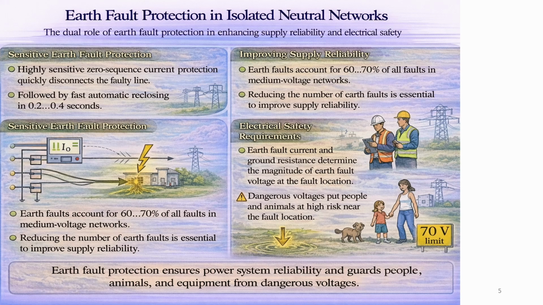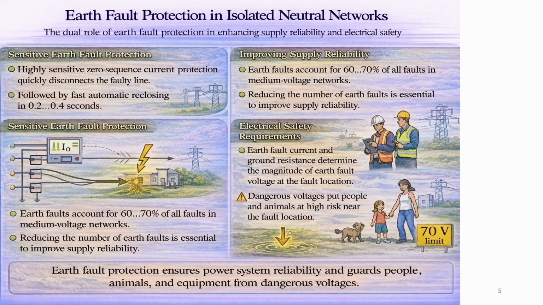Unlike phase-to-phase short circuits, single-phase earth faults often do not disturb low voltage consumers directly. However, they create earth fault voltages at the fault location. The magnitude of earth fault voltage depends on earth fault current and ground resistance at the fault. Those voltages can be dangerous for people and animals near the faulty line. Electrical safety regulations limit permissible earth, touch, and step voltages. In general, the maximum allowed value is 70 volts. If earth fault voltage exceeds this limit, the earth fault protection must disconnect the line immediately.